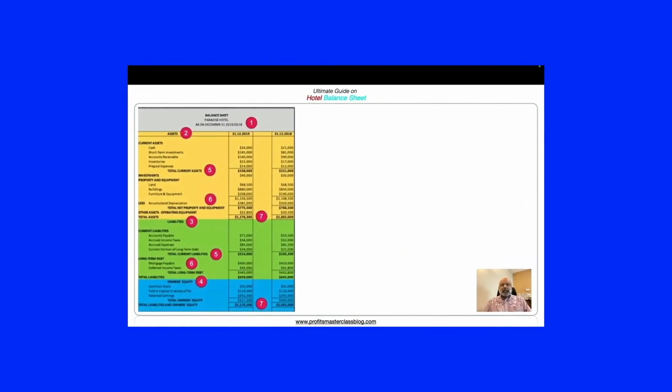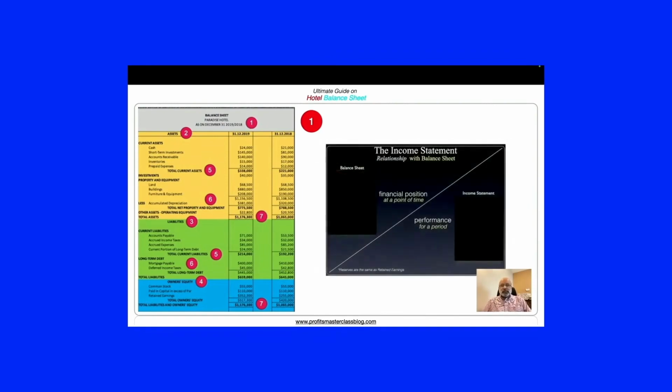Let's look at the annotation number 1. We are going to understand the relationship between the hotel balance sheet and another very important financial statement, which hotel managers are more familiar with, the profit and loss statement. And what is this relationship? Well, the balance sheet shows you the financial position at a point in time. Note in this Paradise Hotel balance sheet, the financial statement is as at 31st December 2019 and 2018. So it's on the last day of the years 2019 and 2018.